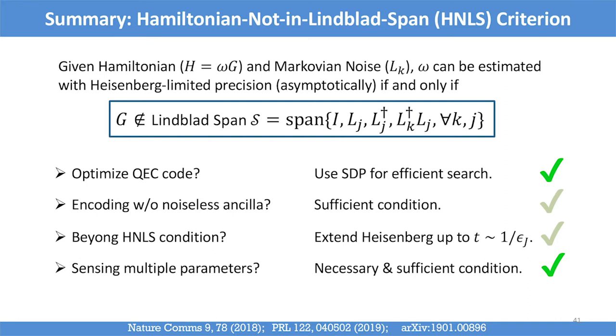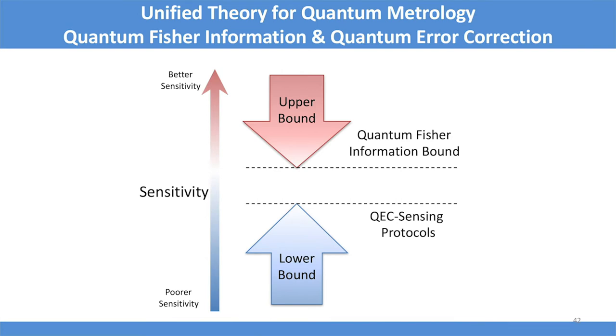But maybe a bigger picture, and I borrowed the word unified from Raphael's talk. What we care about is the sensitivity, the vertical axis: the upper the better, the lower the poorer. On one hand, the quantum Fisher information can put an upper bound on the best we can do. On the other hand, error correction can give us an explicit construction, a scheme to achieve some lower bounds.